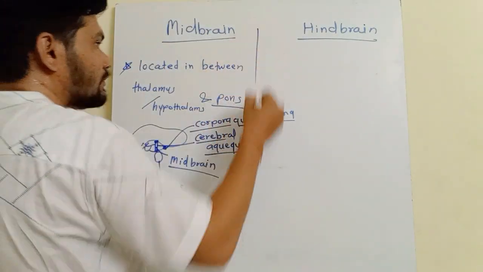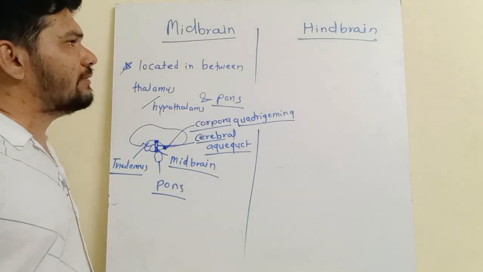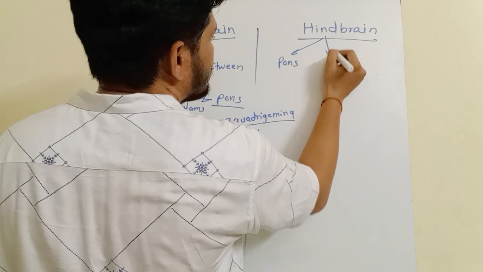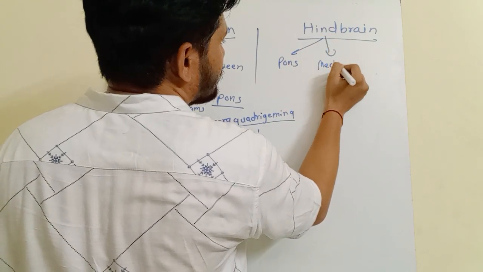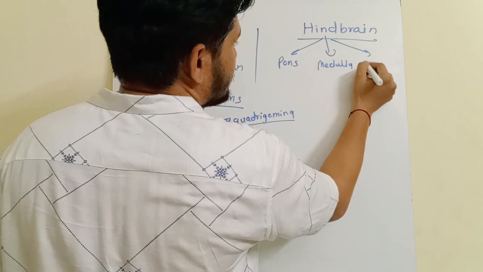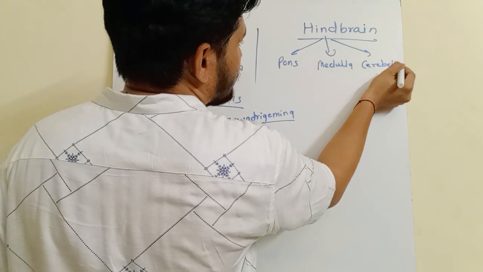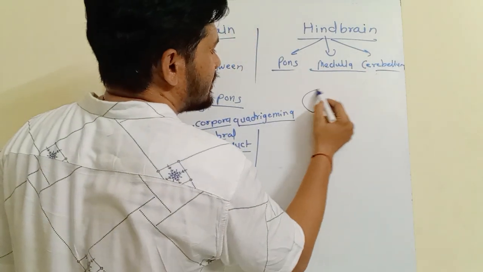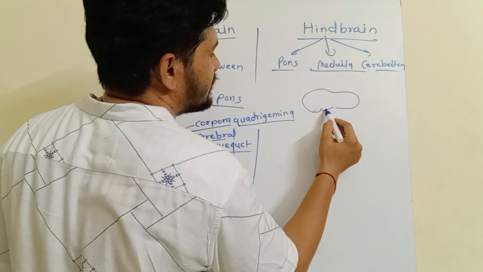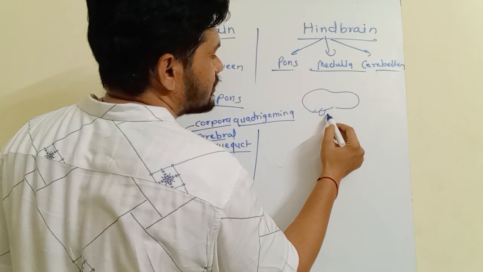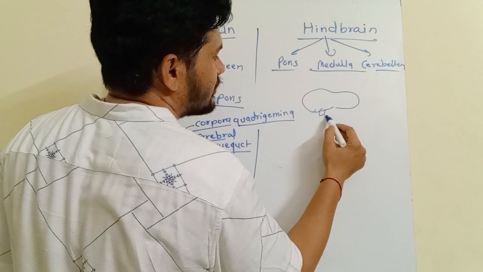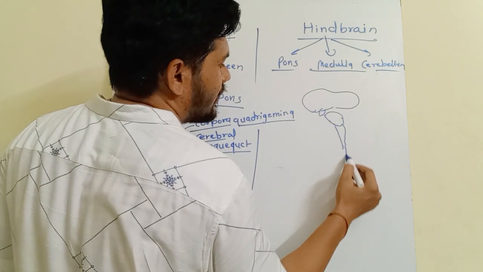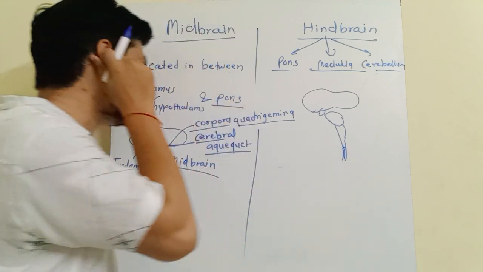So these three things you have to remember in midbrain. Then let's talk about hindbrain now. It is divided into three parts: pons, medulla oblongata, and the cerebellum. So let's say this is your forebrain, this is your thalamus, this is hypothalamus. Somewhere here there will be pons. This is medulla, and here medulla is connected to the spinal cord.